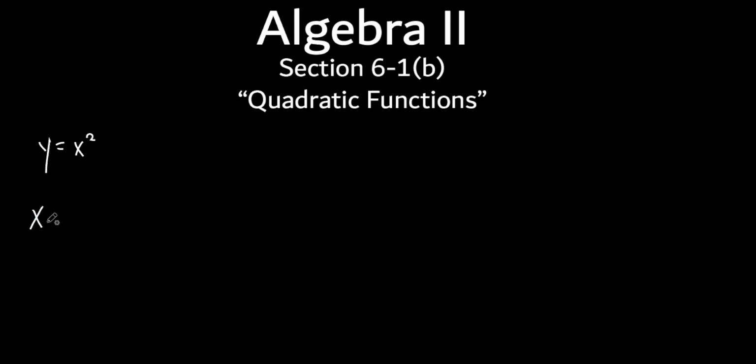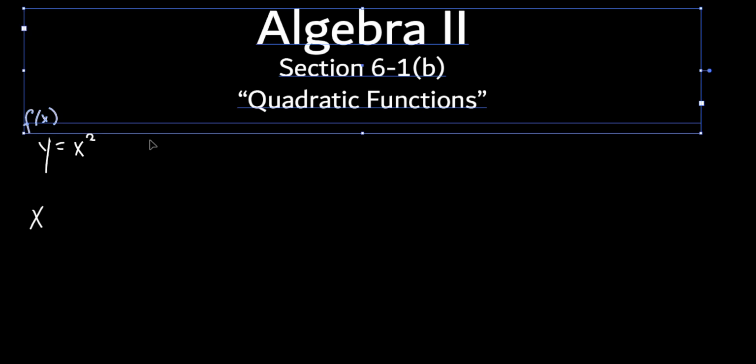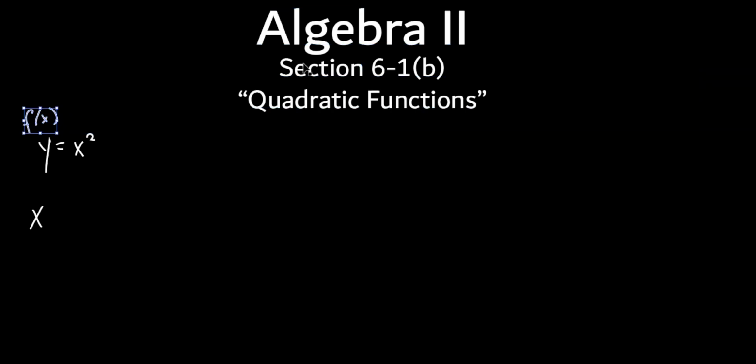Okay, so let's put an x first. Instead of putting a y, what did we put yesterday? We didn't put y, we put f of x. Let's try this again. Click on that. There we go. Get rid of the y, and let's turn that into f of x.